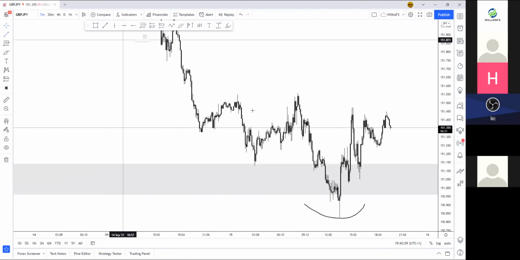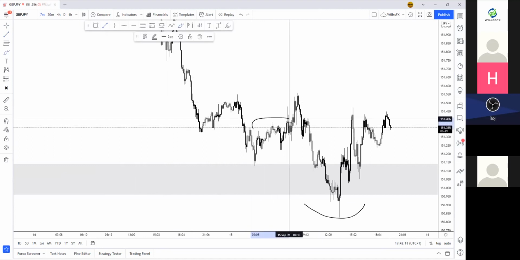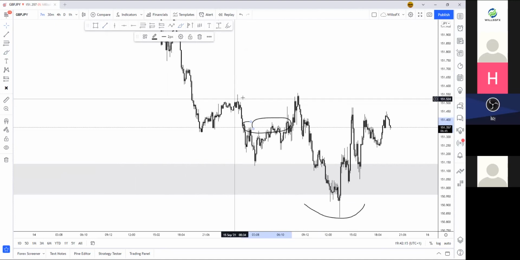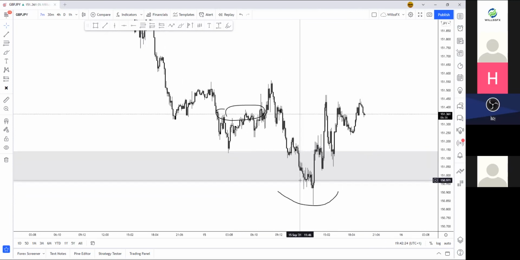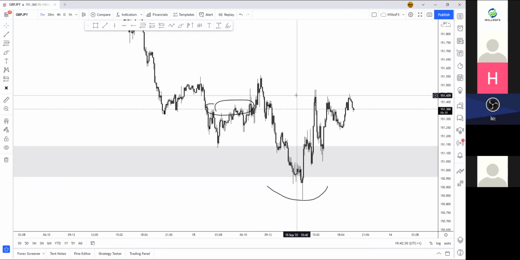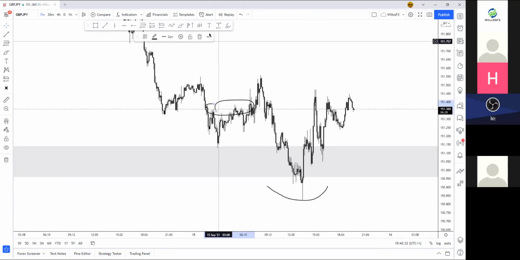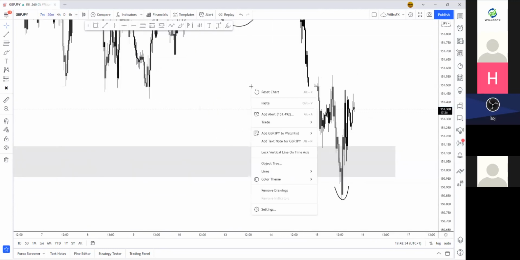So like the same thing here. You have the liquidity, wicks. Price came up, grabbed the liquidity here, dropped down. You could say the same thing here. You got liquidity, grab, came back up. And yeah, this is a very, very consistent way of trading as well.